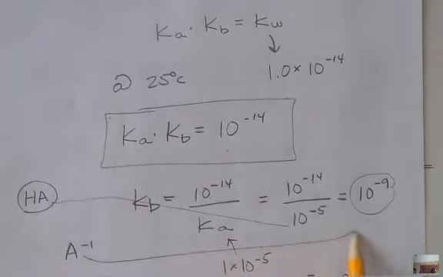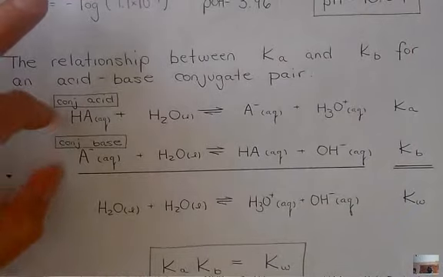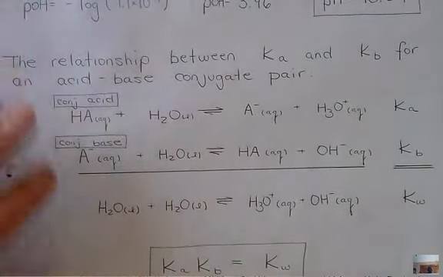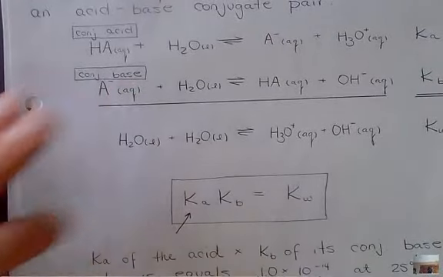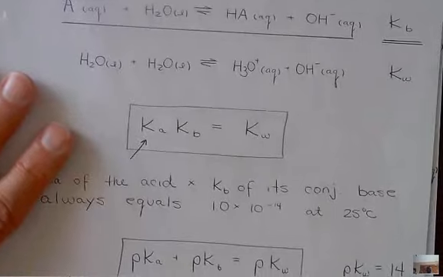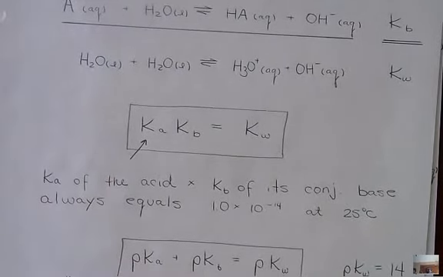The Kb for this base is 10 to the minus 9. So that'll always be the case whenever you have one of these pairs. The strength of the acid times the strength of the base is equal to Kw. Now let's read this last note here. So the pKa of the acid times the pKb of its conjugate base always equals 10 to the minus 14th at 25 degrees. Okay.